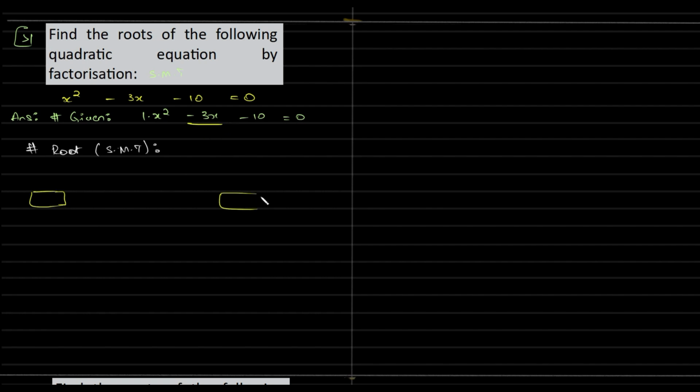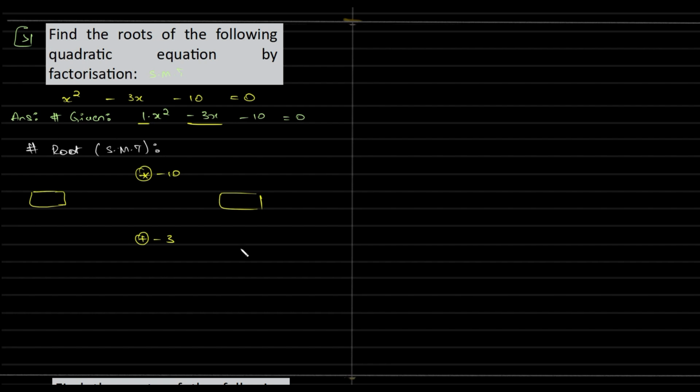To replace it with two terms, it can't be replaced with random terms. It has to satisfy the basic condition. The basic condition being it has to add up to minus 3, and when multiplied, it should be equal to the product of 1 and minus 10. In this case, 1 into minus 10 is minus 10.